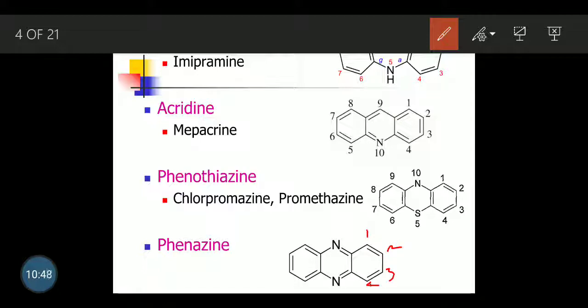This is the fourth position. Then we have to skip this nitrogen, then we give the 5 position to this one, then 6, then 7, 8 position, 9 and 10 to this nitrogen. So in this way we have to give the numbering so that it is the same as that of acridine. You can see that it is the same as that of acridine, and the ring is called phenazine.